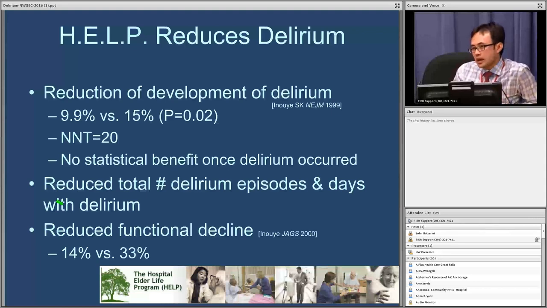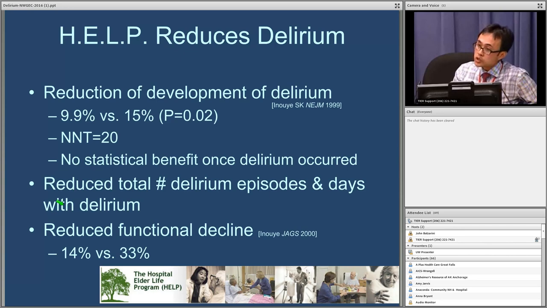So what to do if we can't use Haldol or we shouldn't use Haldol? What I'm going to talk to you about is HELP. HELP is an acronym, and it's called the Hospital Elder Life Program. What it showed was that they reduced the incident development of delirium by nearly 5% compared to its control. The number needed to treat was 20. What that means is that you had to treat 20 patients using this intervention to prevent one case of delirium. That number needed to treat is actually pretty good.